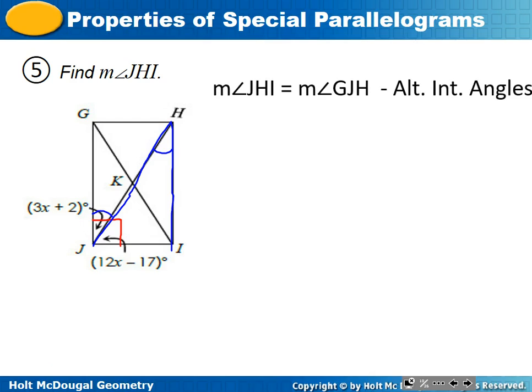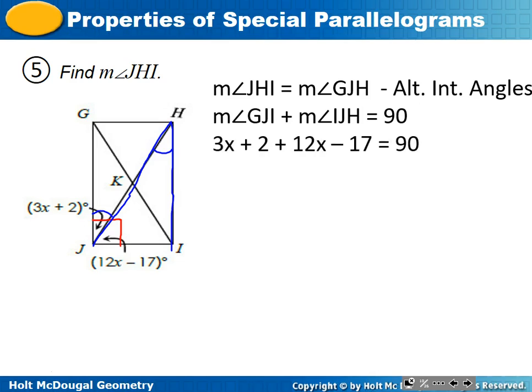So let's find x by adding those two angles together, by the angle addition postulate, and setting them equal to 90. 3x plus 12x is 15x. 12 minus 17 is minus 5. We're going to add that 15 to both sides. It's going to give us 105. Going to divide 15 into 105, and so x is equal to 7.